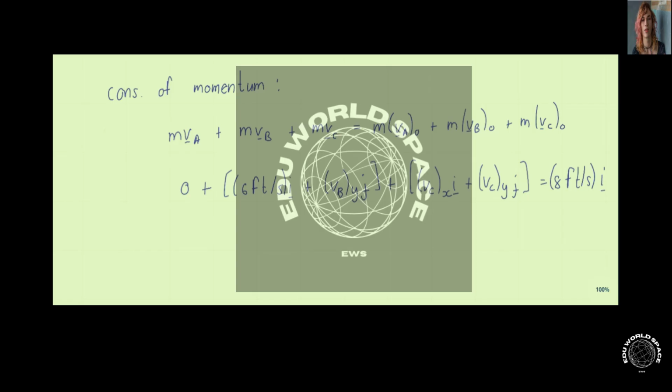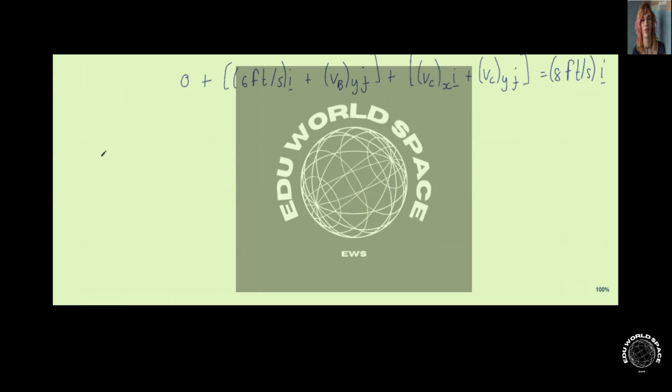So if we break this equation into its x and y components, we get two scalar equations from the one vector equation. So 6 plus the x component of vc is equal to 8. Resolving the y components, we get that the y component of vb plus the y component of vc is equal to 0. We'll call this equation 1. So the y component of vb is minus the y component of vc.